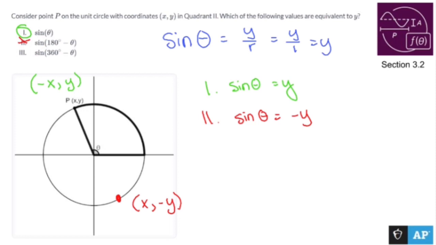Now 3, I'm not going to overthink it at all. 3, that's supposed to be purple, is 360 minus theta. Basically, if you're going to go 360, you're going to spin it completely around and end up in the same exact spot that you were before. So 3 is the same as 1. So 3 is an answer because 3 is the same as 1.